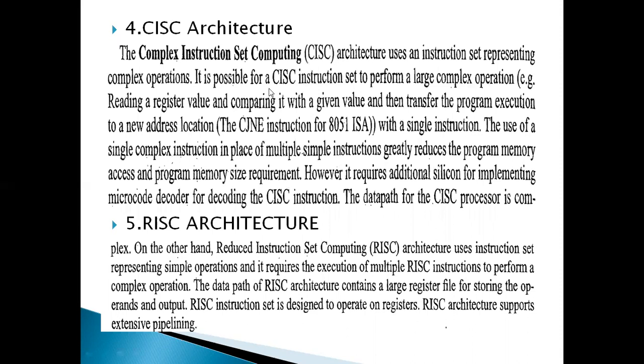Next we have the complex instruction set architecture. It uses an instruction set representing complex operations, meaning large operations are implemented using a single instruction. We have already seen the CISC architecture features. A single instruction performs multiple operations. This architecture reduces the program memory required, but it requires a lot of silicon.